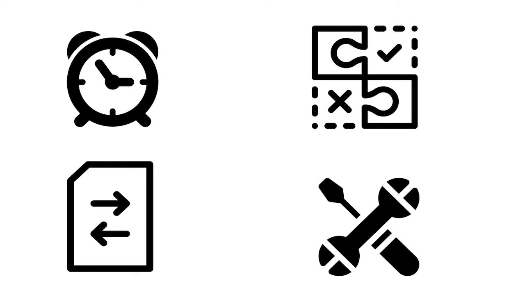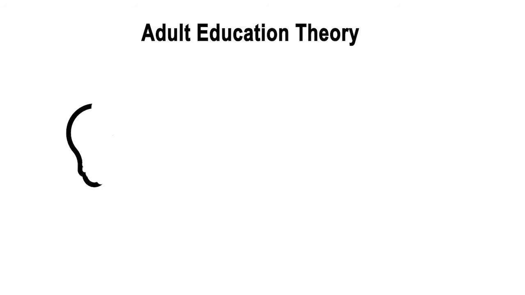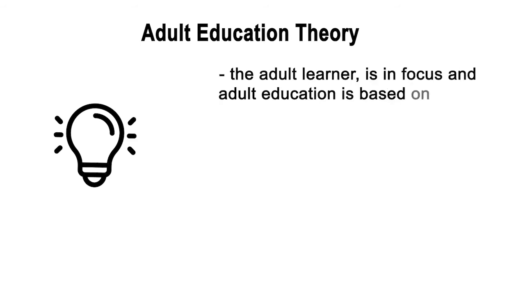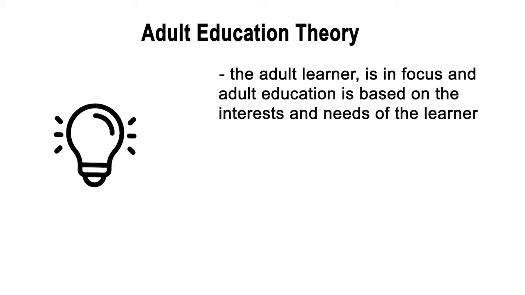So based on what I've just said so far, and trying to understand how adult learners learn best, adult education theory can help. There is not just one adult education theory. Adult education theories, in general, put the adult learner in focus. And adult education is based on the interests and needs of the learner, and not the subject or curriculum to which the learner is forced to adjust. Rather, adult education tries to provoke a process of self-directed inquiry, and not passive reception of transmitted content.